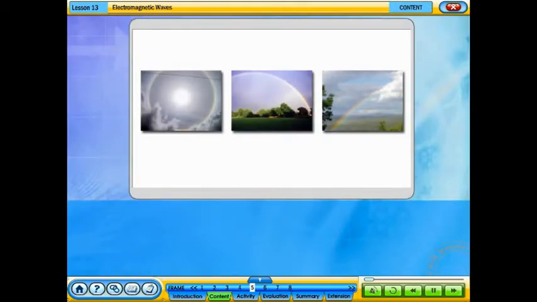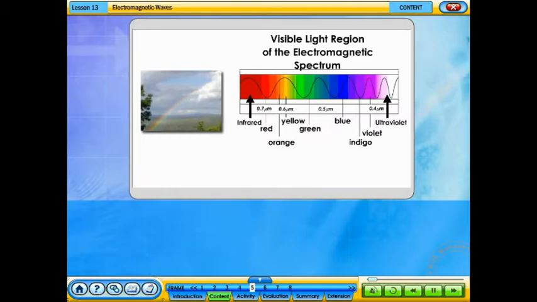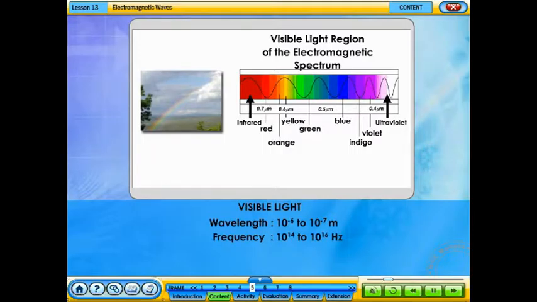Why are the colors of the rainbow in such an arrangement? Visible light is electromagnetic waves that can be seen. Each color has a different wavelength. Visible light waves have wavelengths between 10 to the power of -6 to 10 to the power of -7 meters and frequency between 10 to the power of 14 to 10 to the power of 16 Hertz.